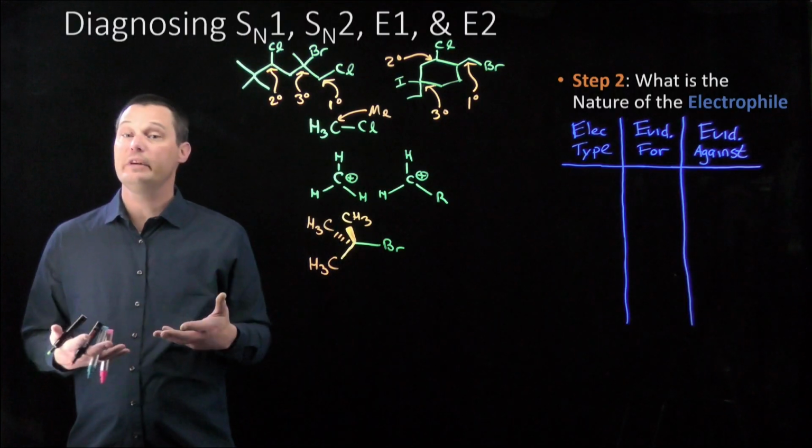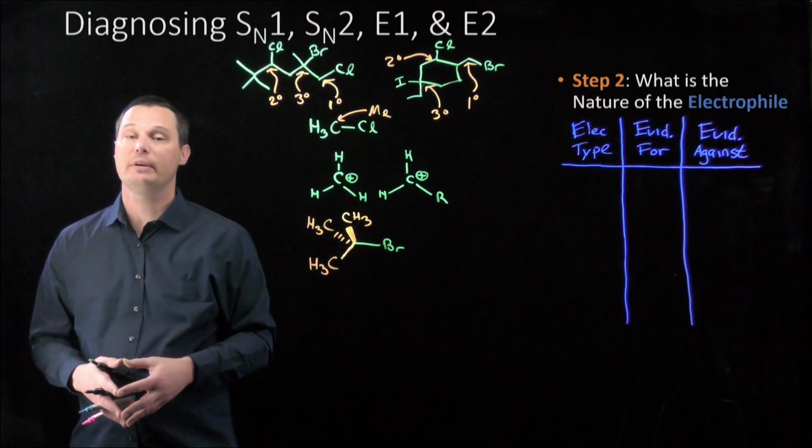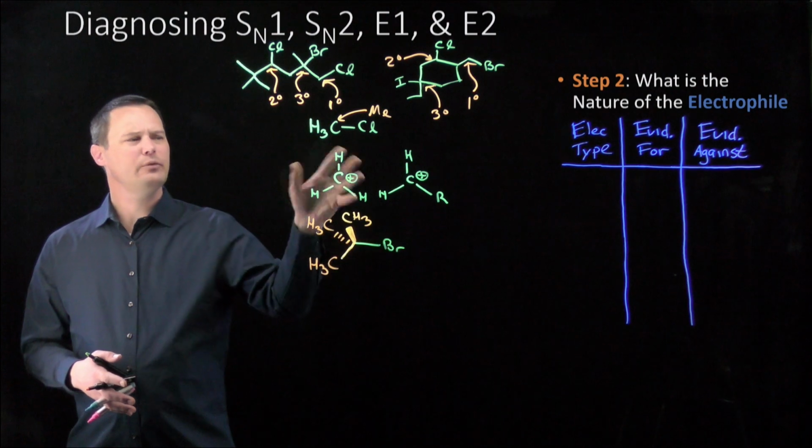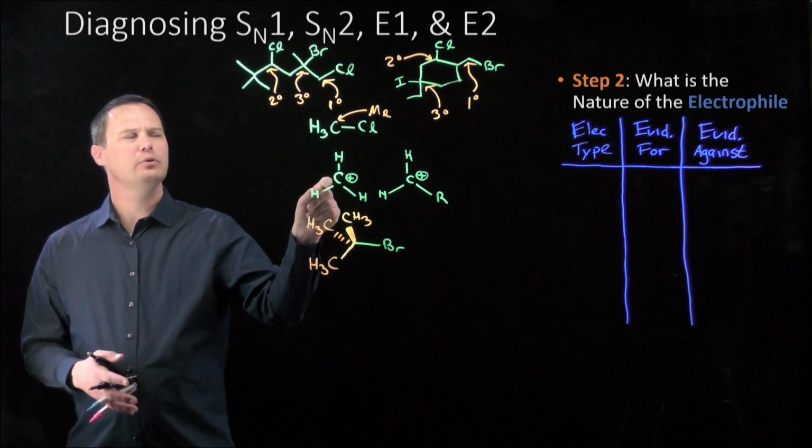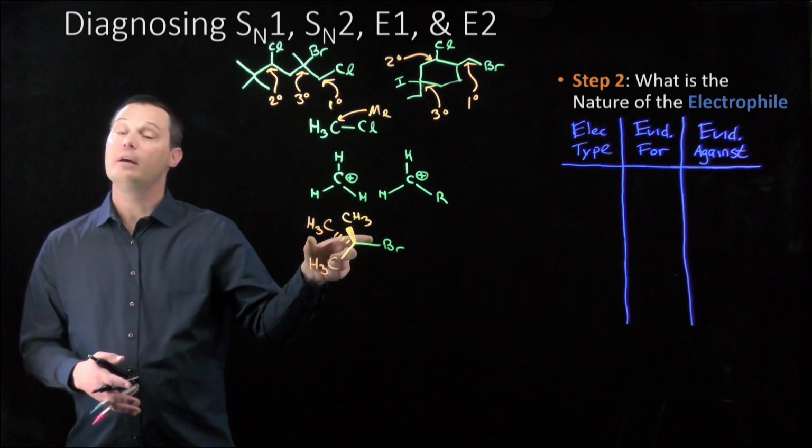So why does the degree of substitution impact what kinds of mechanisms we can do? Let's take a look at these examples and see if we can figure out how they give us clues about what types of mechanisms they can and cannot pursue.